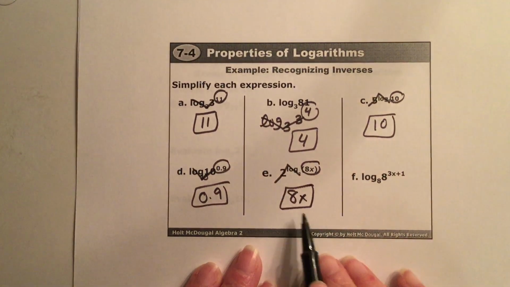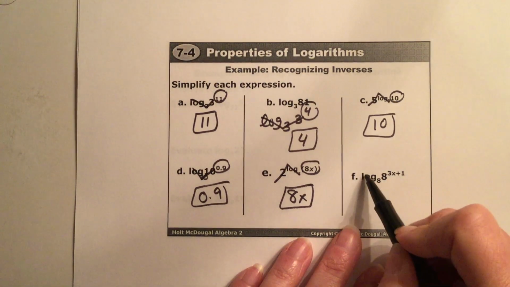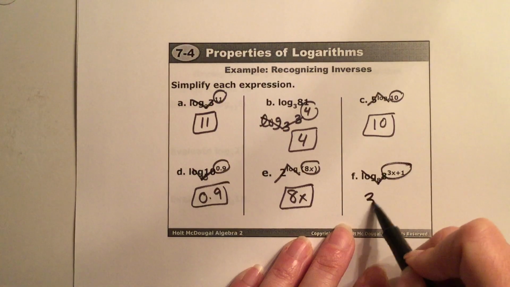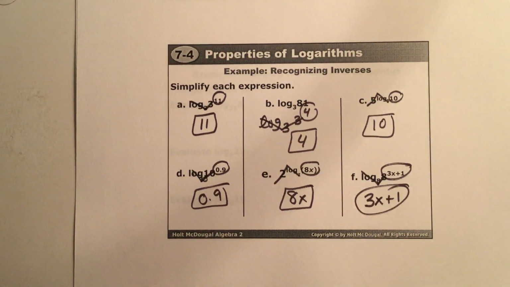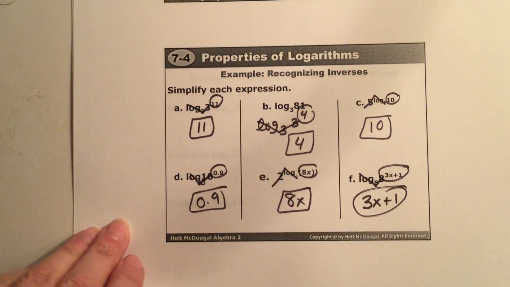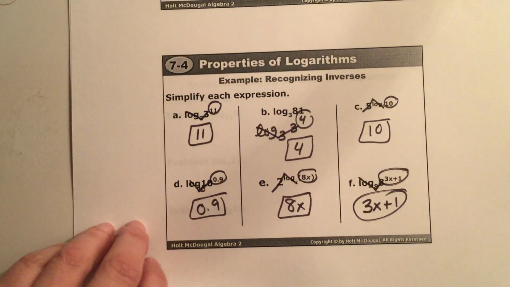It's okay if you have a variable in your answer. That's what you have left. Same thing here. Log base 8 of 8 cancels. Your solution is 3x plus 1. It's okay to have variables. It's okay to have more than one term. You just have to know what things can undo one another. So you can simply cross them off and forget about them. Super cool. Next page.